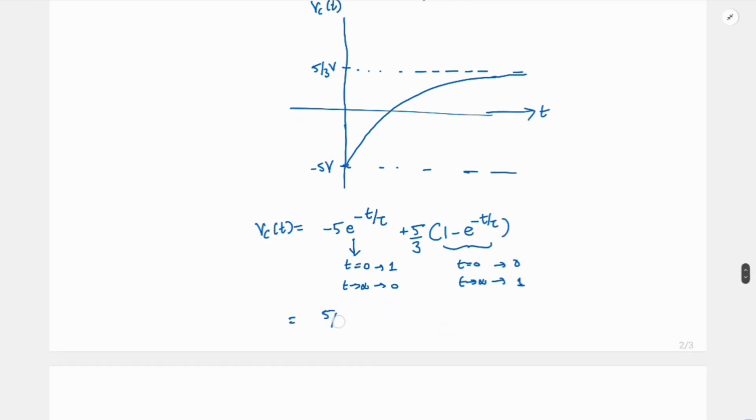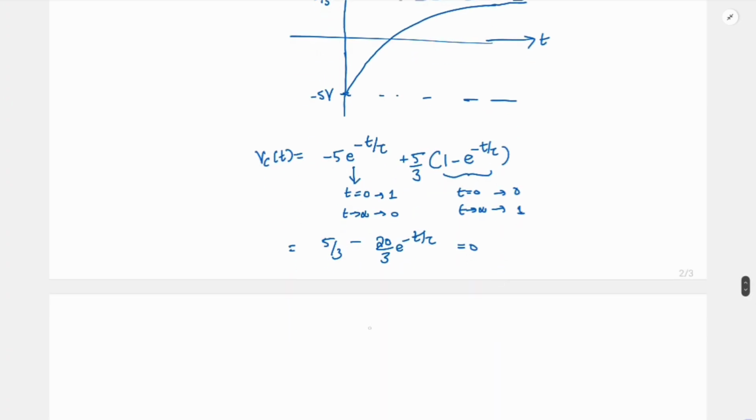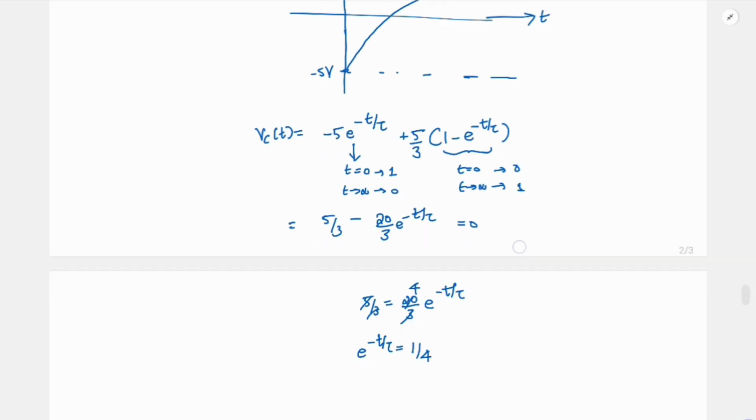And if we simplify it, we'll have 5 by 3 minus 5 minus 5 by 3 e power minus t by tau, which is minus 20 by 3 e power minus t by tau. And we want this voltage equal to 0 at some t, right? So we want to find that t. So if we take it to the other side, we will have 5 by 3 equal to 20 by 3 e power minus t by tau. And this goes away. This is 4 times. E power minus t by tau is equal to 1 by 4.